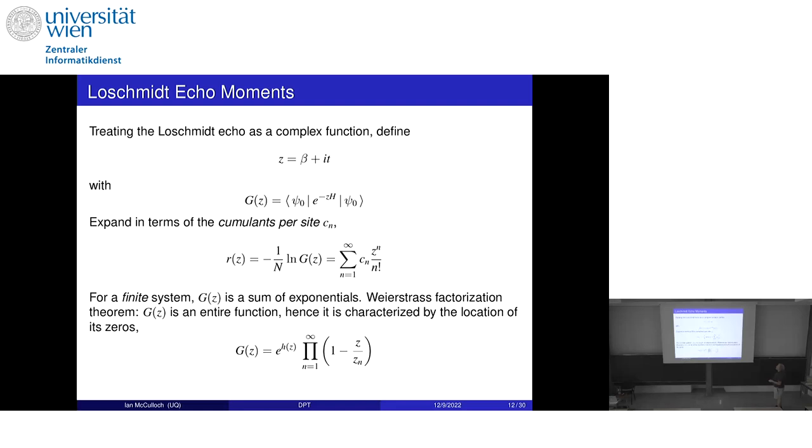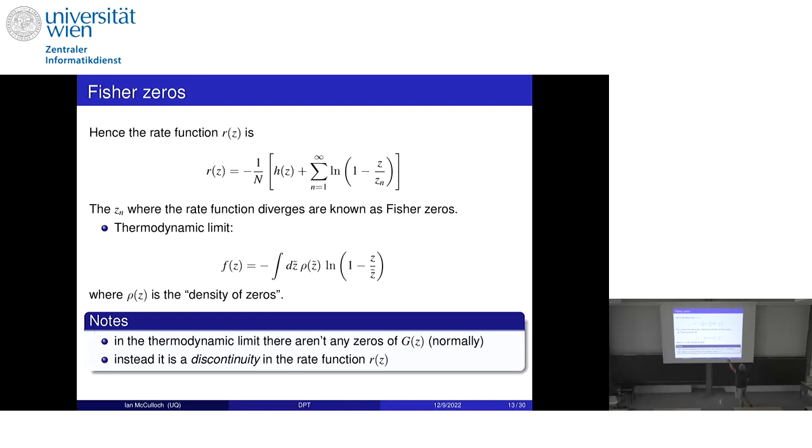Okay, right. So then I can define my rate function again for a finite system. I just take the log of this. I can ignore the smooth part, and I can characterize it with this log. Now, if we take the thermodynamic limit, these zeros here are known as Fisher zeros. So for a finite system, you explore the complex plane and physically find where all of these zeros are.